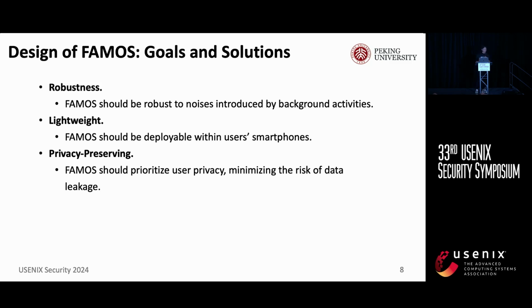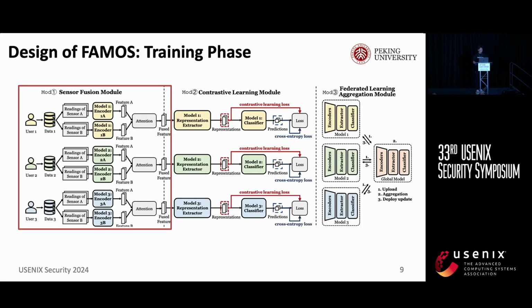The third is privacy preserving. FAMOS should prioritize user privacy, minimizing the risk of data leakage. Therefore, we leverage the federated learning paradigm, which ensures the privacy-preserving training while ensuring the accuracy.